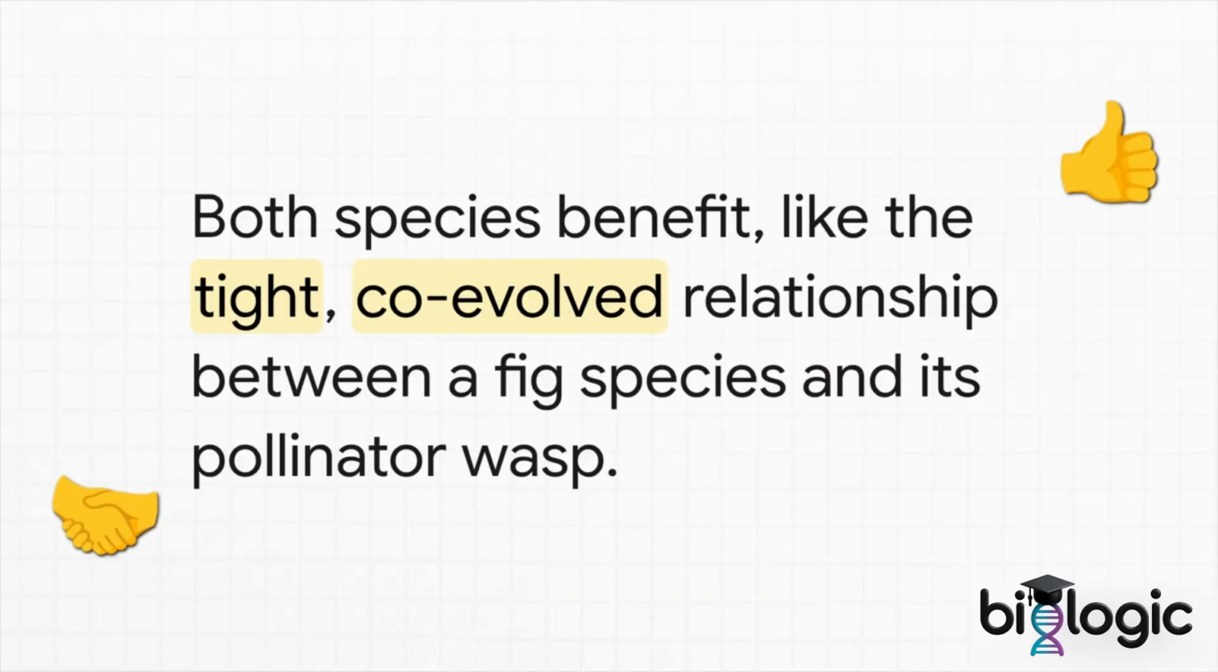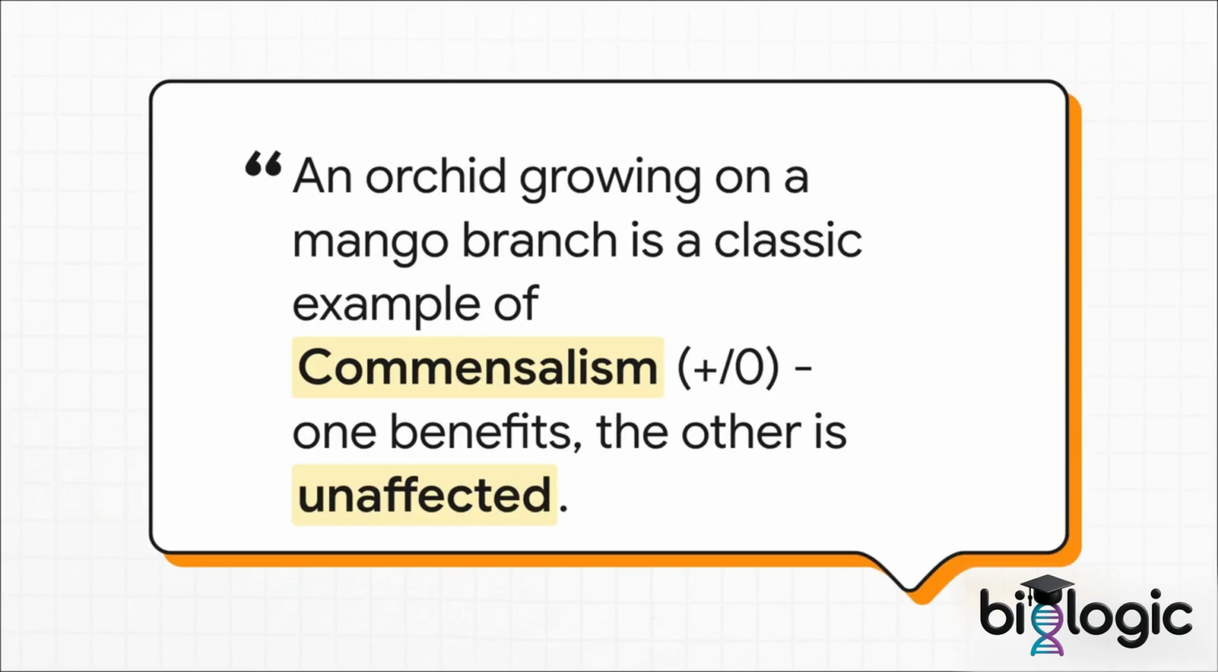Okay, let's talk about a plus-plus, a win-win situation. That's mutualism. And the relationship between a fig tree and its special pollinator wasp is the textbook example. It's amazing. The wasp is the only thing that can pollinate the fig. But what's in it for the wasp? Well, the fig gives the wasp a safe place to lay its eggs, and then the larvae get to eat some of the developing seeds as food. They literally can't live without each other. It's a perfect partnership.